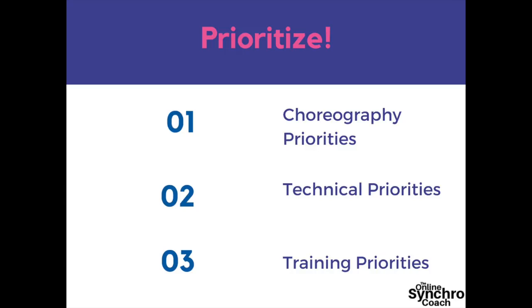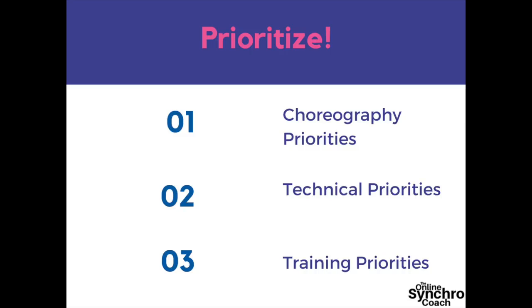What are your technical priorities? What do you actually need to do training-wise of technique to get that routine better? Is it support sculling drills? Is it maybe spin technique? What is it that you need to do to take your routine up?